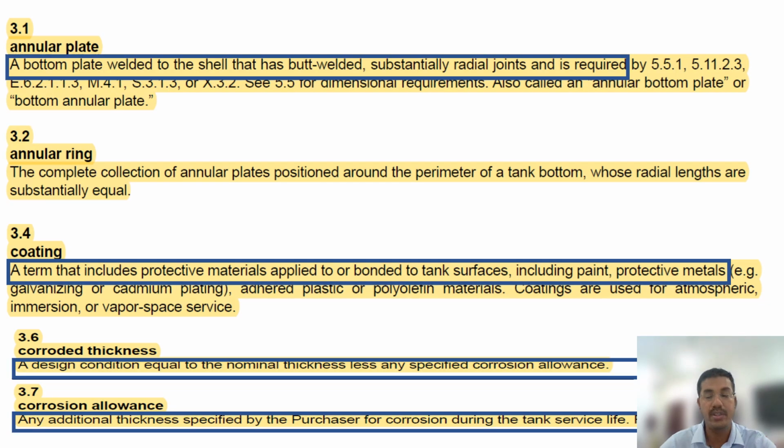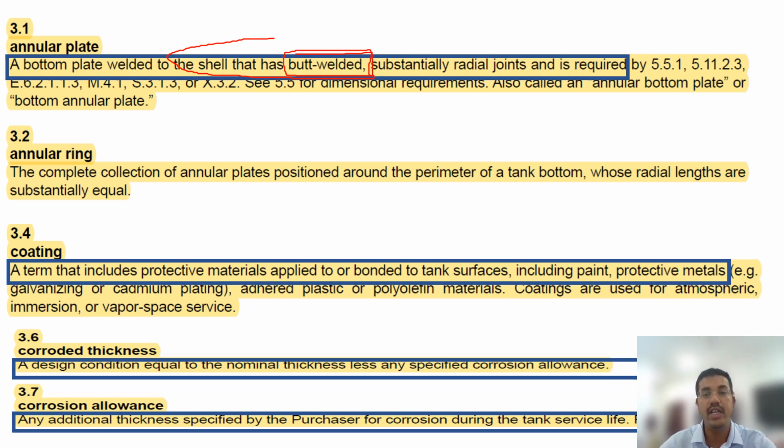Let's move to chapter 3. Chapter 2 is the code reference, normative references, the code names and everything. So chapter 3. What is an annular plate? Annular plate I have already described to you. A bottom plate welded to the shell that is butt welded. You have to remember, I have told you many times, annular plates are always butt welded.